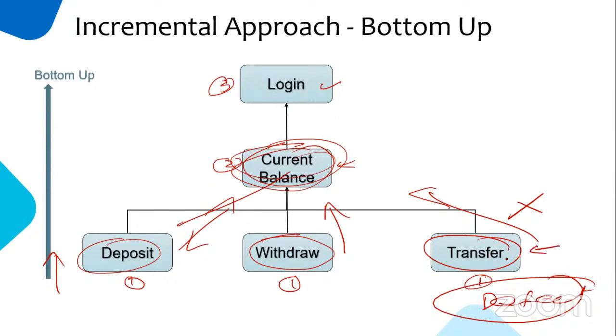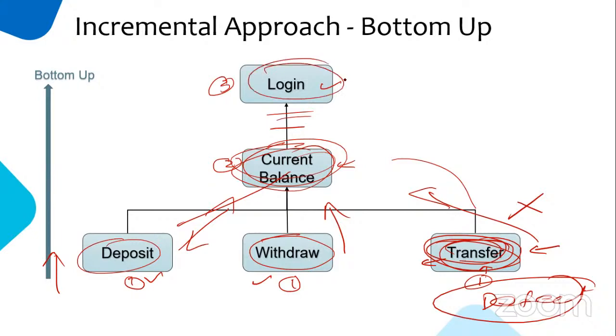So what is the biggest advantage? We are very clear that these two modules are perfect. And defect localization is very easy now, to find who is the troublemaker. This transfer module is the troublemaker. So the dev team and testing team will focus more on this particular module. From the bottom, you will go above, they will keep adding, and finally at the end only login will be tested.